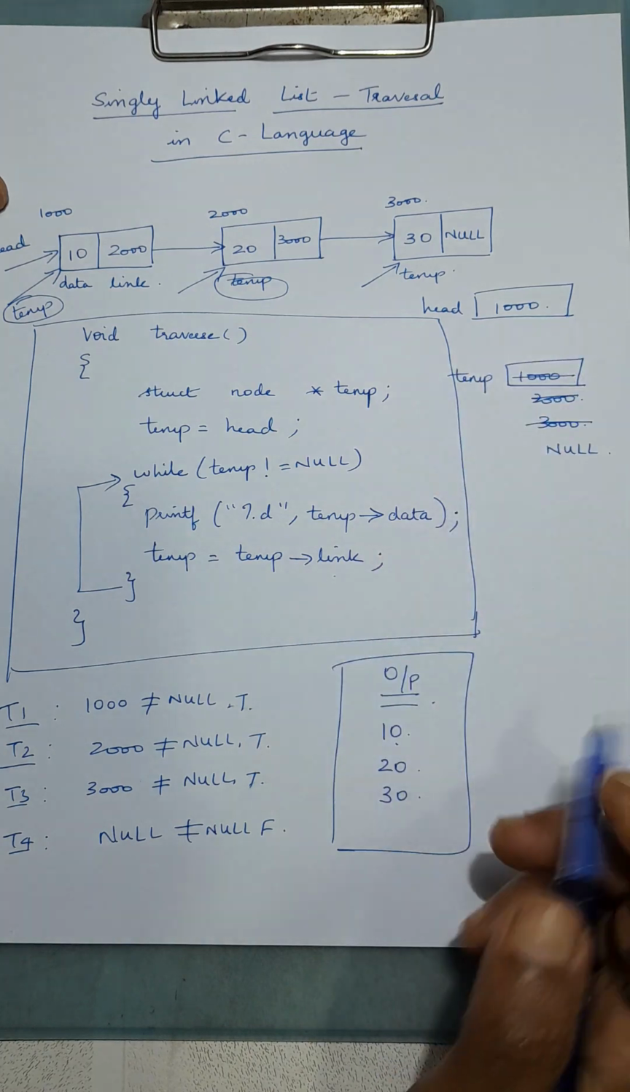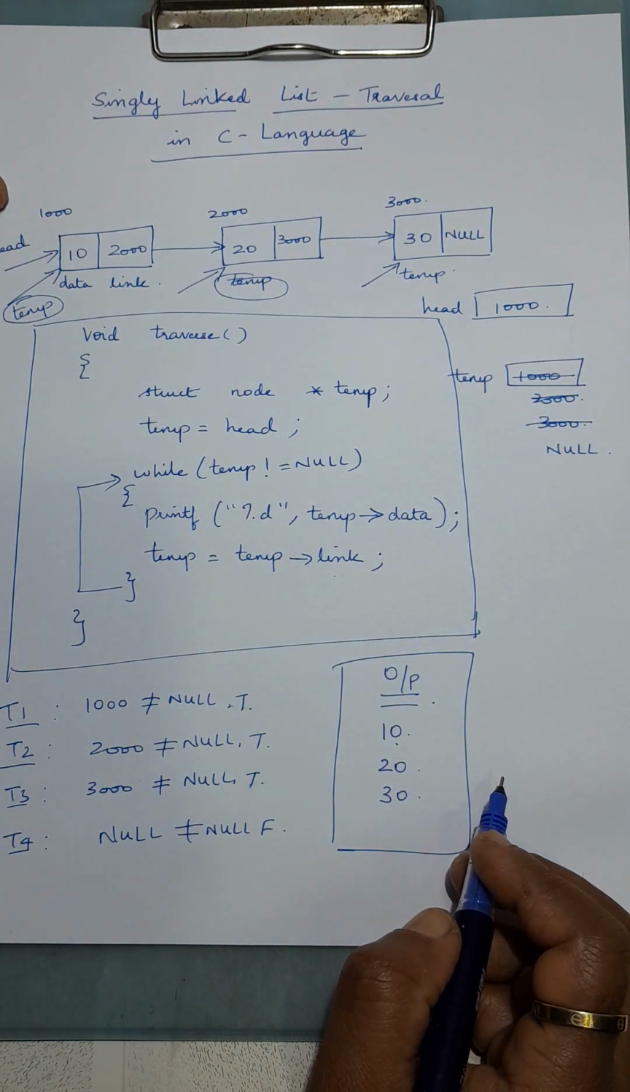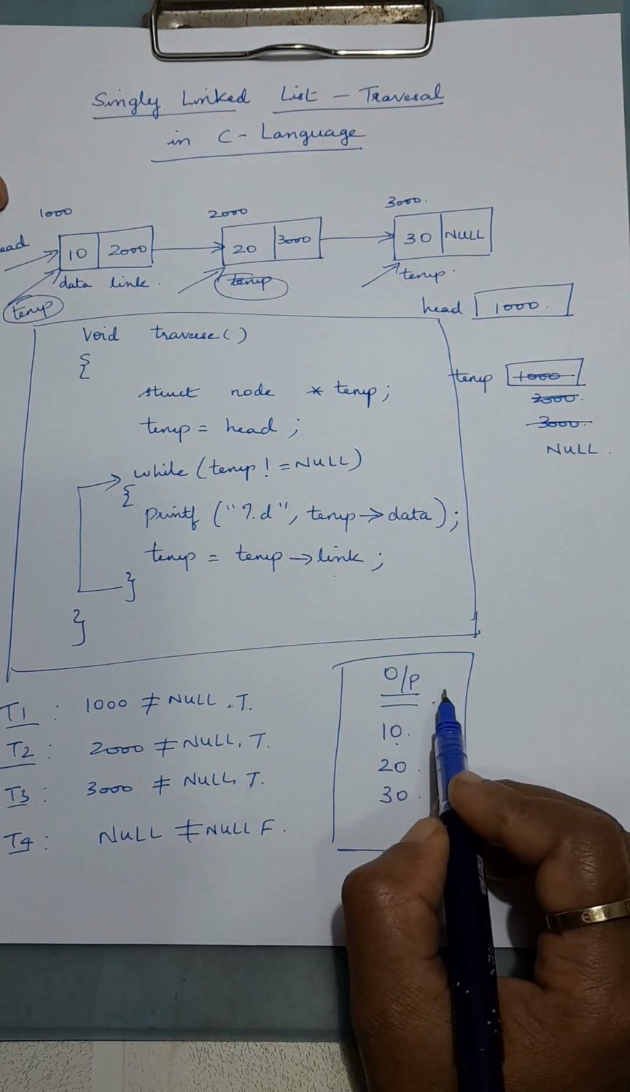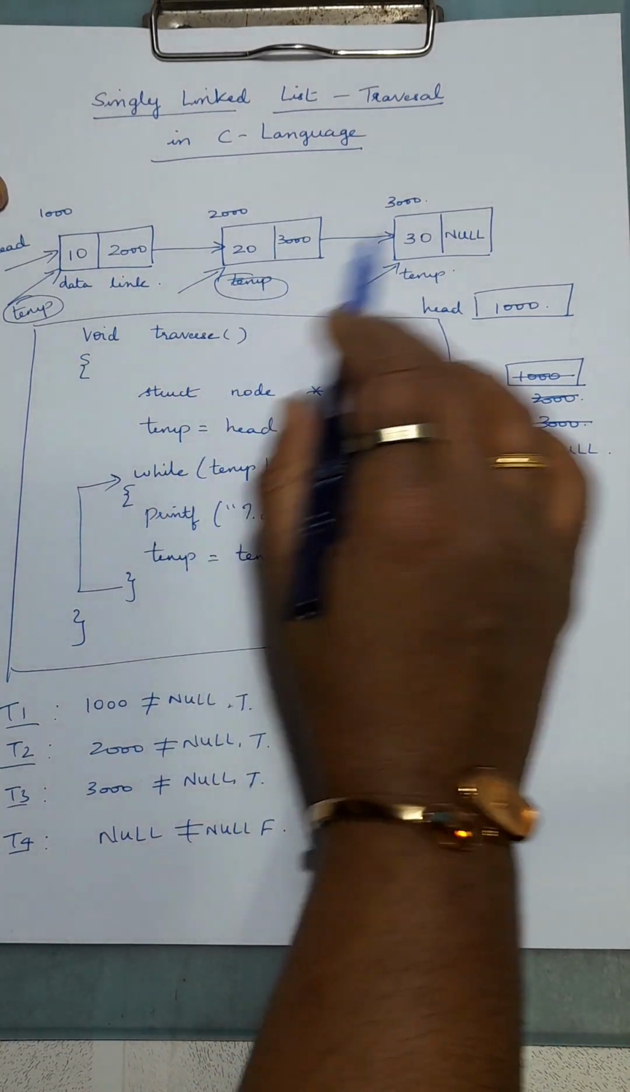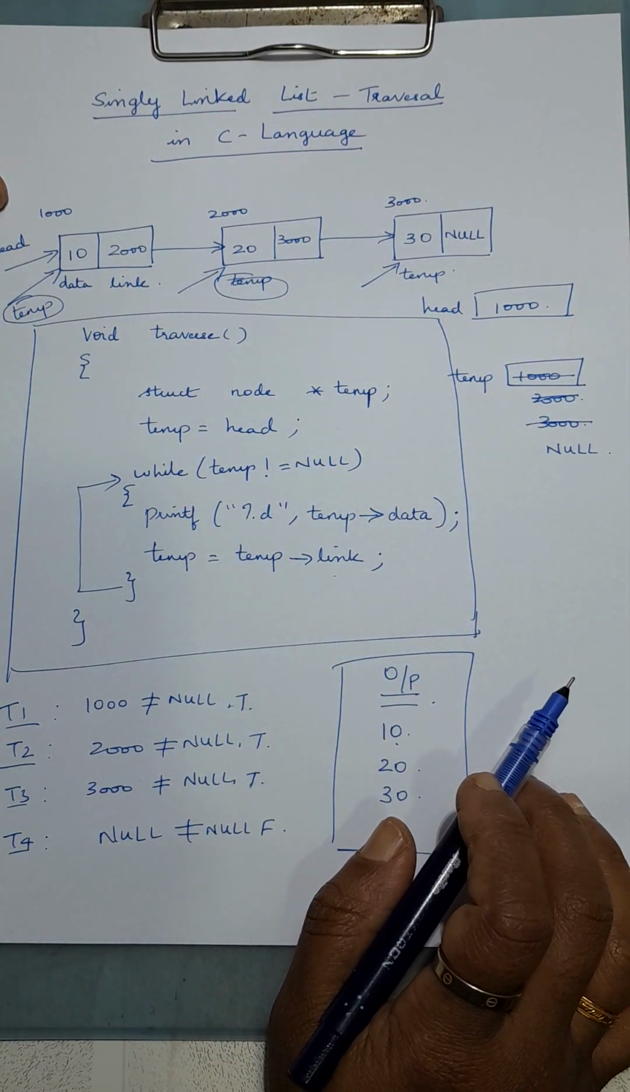This is a small piece of function that I've written for traversal of nodes within the singly linked list. Okay, so the output is 10, 20, 30. This holds good for any number of nodes. Okay, I hope you understood the concept.